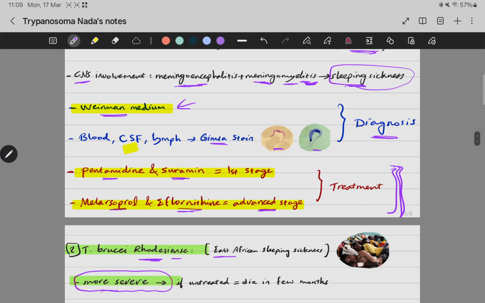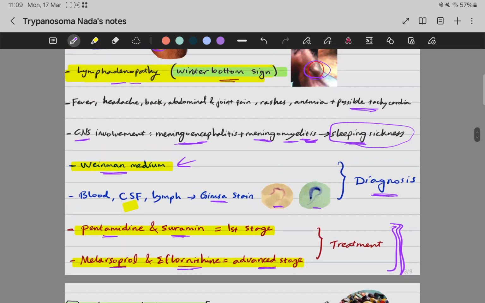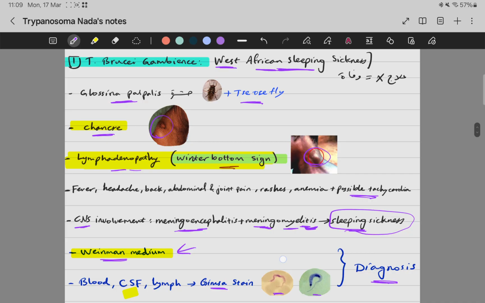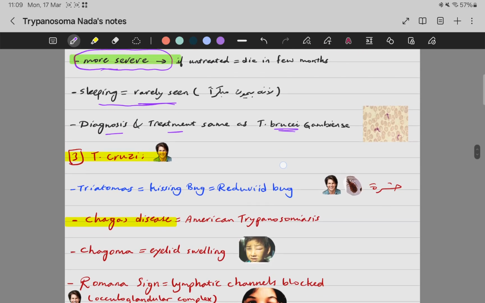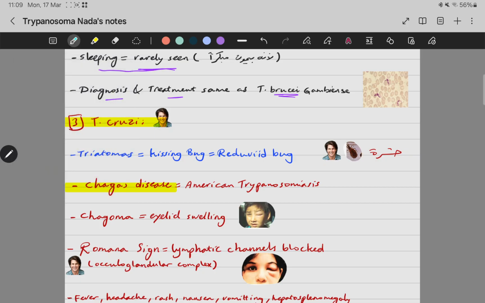Treatment: pentamidine, suramin for the first stage, melarsoprol, eflornithine for the advanced stage. Okay, so that was for the African Trypanosoma, two types, Trypanosoma brucei gambiense and Trypanosoma brucei rhodesiense. Now we come to our last part, which is Trypanosoma cruzi.